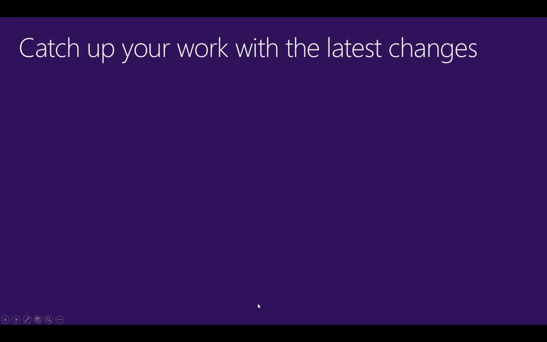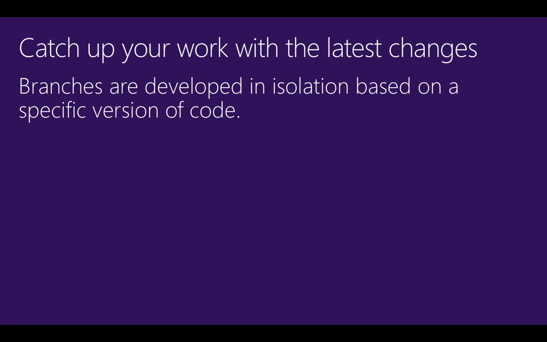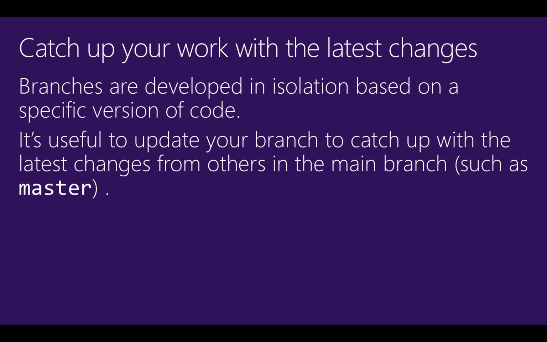When developing code in Git, you usually create branches from a version of the code from your team's main development branch, such as master, and develop that code in isolation. At a later point, you might wish that the branch was based off a more recent version of the code from your team. A good example is when you start working on a feature, but it takes a couple of weeks for you to get the feature in working order.